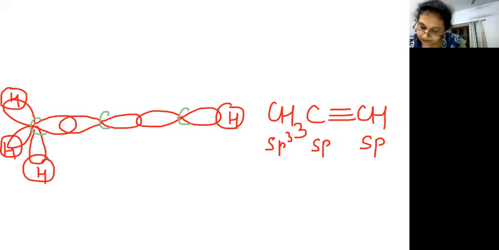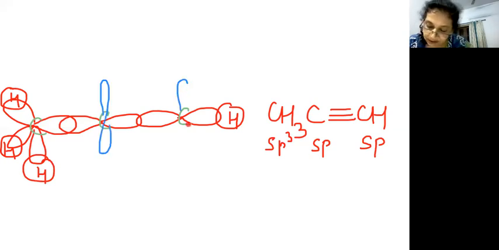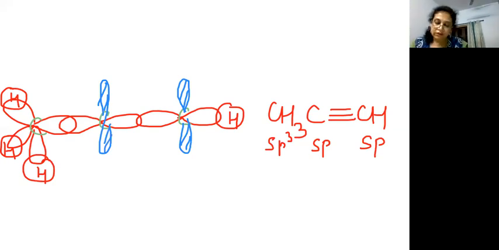Okay. Now on these carbons, the sp hybridized carbon, there are two unhybridized p orbitals. So this is the first unhybridized p orbital which I have made. And then another p orbital is orthogonal to this first one. So this is the other p orbital. Let me change the color and make.